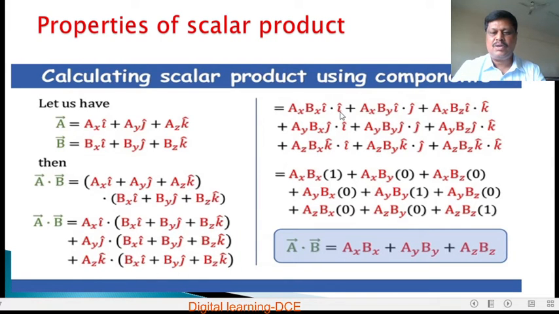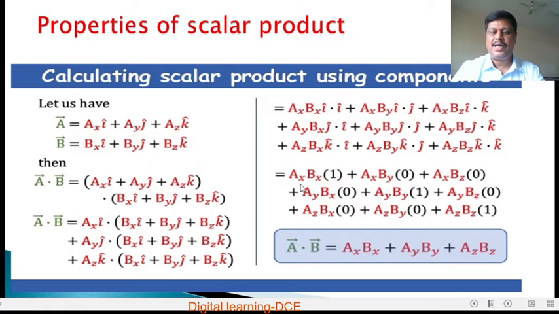So i dot i is equal to 1, j dot j is equal to 1, k dot k is equal to 1. But i dot j is equal to 0, i dot k is equal to 0, j dot i is equal to 0, j dot k is also 0, k dot i is equal to 0, k dot j is equal to 0. So all these terms except i dot i, j dot j and k dot k are 0.